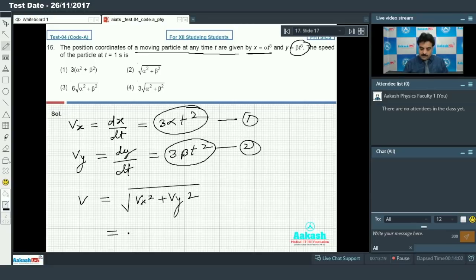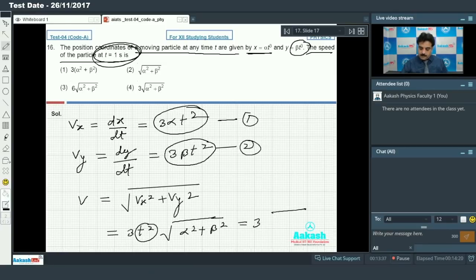So you could see we can take 3t square as common. Inside the root we'll get alpha square plus beta square only. But according to the problem, we need the speed of the particle at t equal to 1 second. So when I place the value of t, we'll get 3 times the root of alpha square plus beta square. So this is our final answer. So we can say my option number 4 is correct.